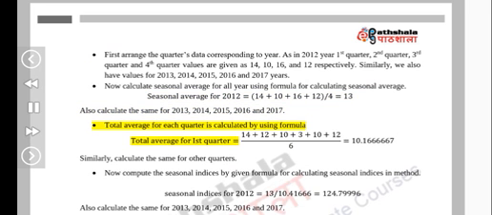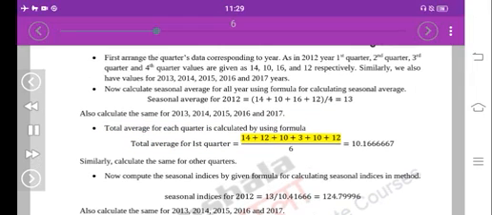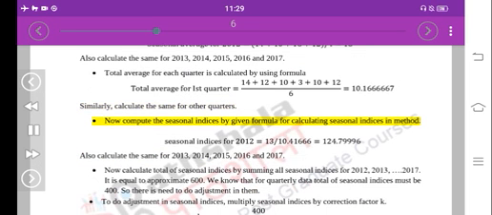Total average for each quarter is calculated using the formula. Total average for the first quarter is 14 plus 12 plus 10 plus and so on. Similarly, calculate the same for other quarters. Now compute the seasonal indices by the given formula for calculating seasonal indices in this method. Seasonal index for 2012 equals 13/10. Now calculate the total of seasonal indices by summing all seasonal indices for 2012, 2013, up to 2017. It is approximately equal to 600.